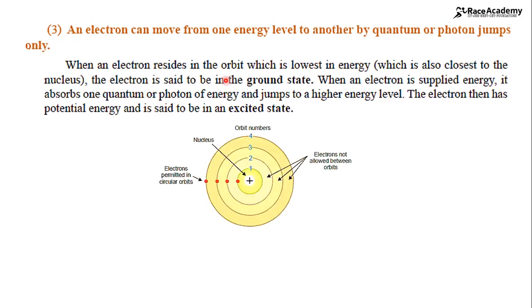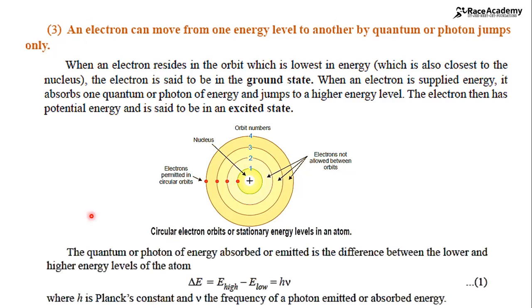Now you can see these are the circular paths. This is the first orbit, this is the second orbit, this is the third orbit, the fourth orbit. So these are orbit numbers and this is the nucleus. The electrons are not allowed in between these. Electrons are permitted in the circular orbits only. So these are circular orbits or stationary energy levels in an atom.